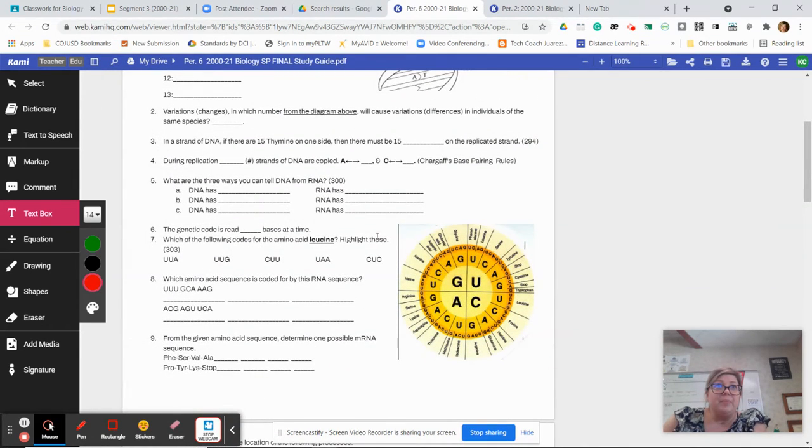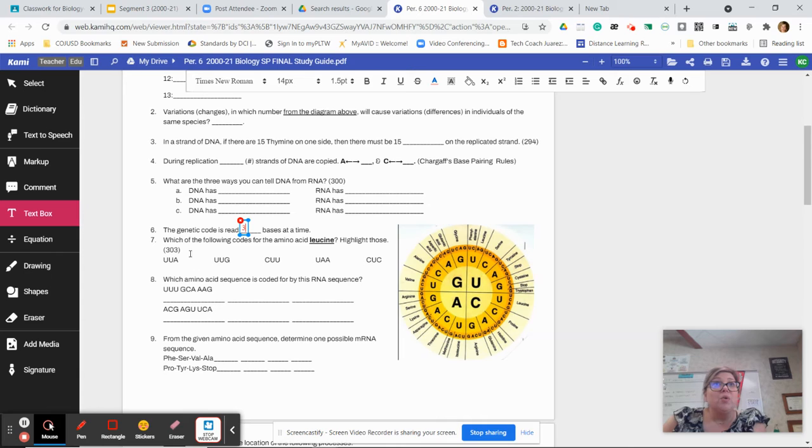Let's go over a couple examples of how to use our codon wheel. So remember that the genetic code is read 3 bases at a time. Which of the following codes for the amino acid leucine? So we're going to highlight those.